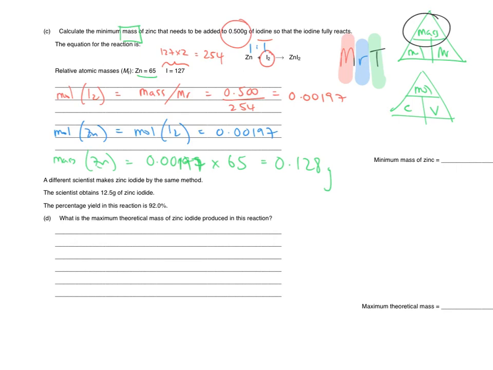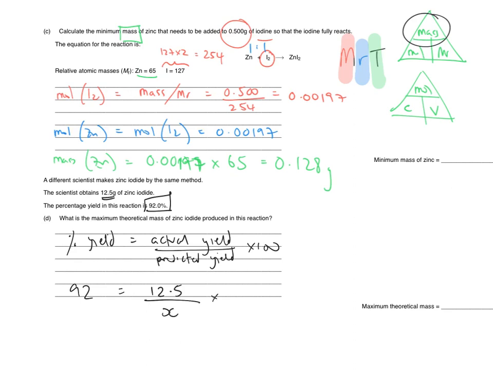So this requires you to use the percentage yield equation. So percentage yield equals the obtained yield, or the actual yield, divided by the predicted yield, or the maximum yield you could get based on the reaction, times by 100. So we've been given the percentage yield, which is 92, and that gives them the actual yield. So it tells you that they obtained 12.5 grams, and that's divided by the predicted yield, which is what we're trying to work out, times by 100.